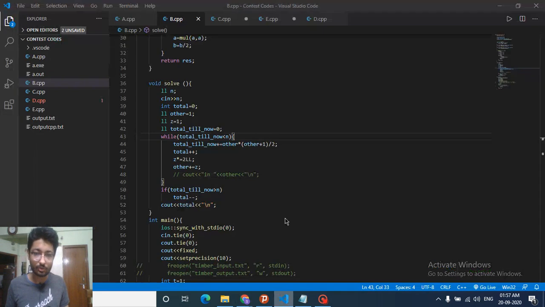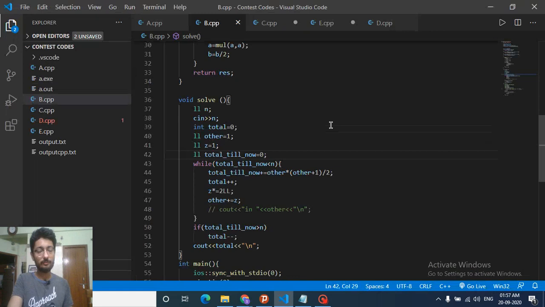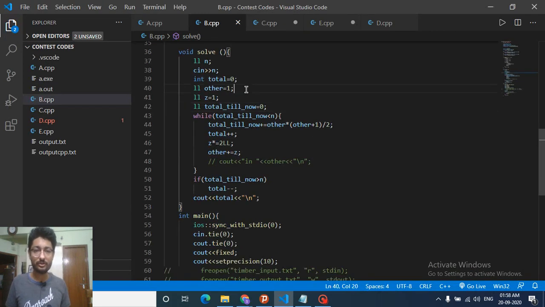So I'll take it on to the code part now. So take the input of n and keep everything in long. Then this is one total, this is one another, this is one z. I'll tell you everything. Okay, so the thing here is, what you are doing in this question is, total till now is the total till now cells I have used, and n is the given number of cells, like this is actually x.